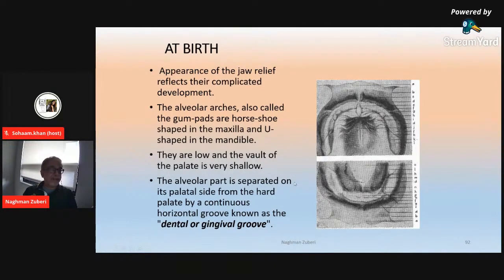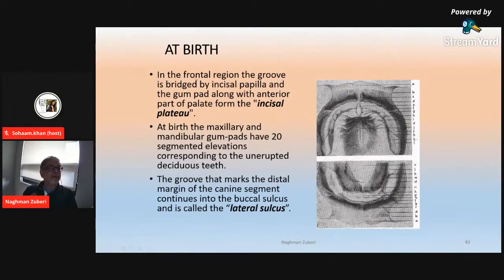The alveolar part is separated on its palatal side from the hard palate by a continuous horizontal groove, which is known as the dental or gingival groove. In the frontal region, the groove is bridged by the incisive papillae, and the gum pad along the anterior part of the palate forms the incisal plateau. At birth, the maxillary and mandibular gum pads have 20 segmented elevations corresponding to the unerupted deciduous teeth.